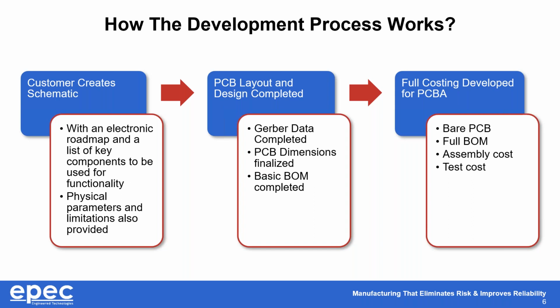At this point, you've invested in electrical engineering, design engineering. You've come up with a complete set of Gerber data. We've roughed out some PCB dimensions and finalized that portion of the project, and we have our basic BOM completed. Then we move to full costing development in PCBA. You have your bare board, your PCB assembly, your full BOM, assembly cost, and test cost. By now, the project is fully developed and can go to production.